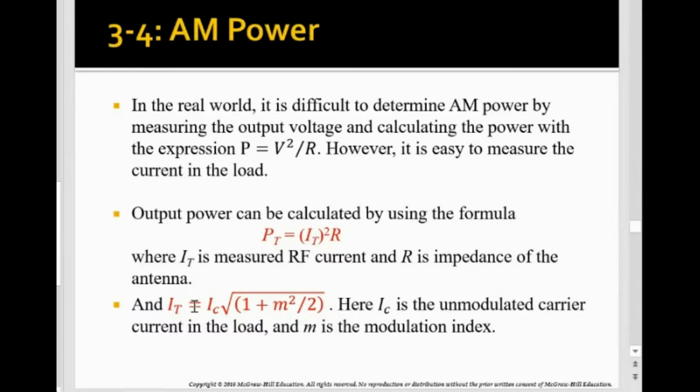And IT is equal to IC, which is the unmodulated carrier current in the load, times the square root of 1 plus M squared over 2. So then our IT is based on this equation: the square root of 1 plus M squared over 2. So it's a little bit similar to our previous equation, but now it is calculated based on current. And M is the modulation index.